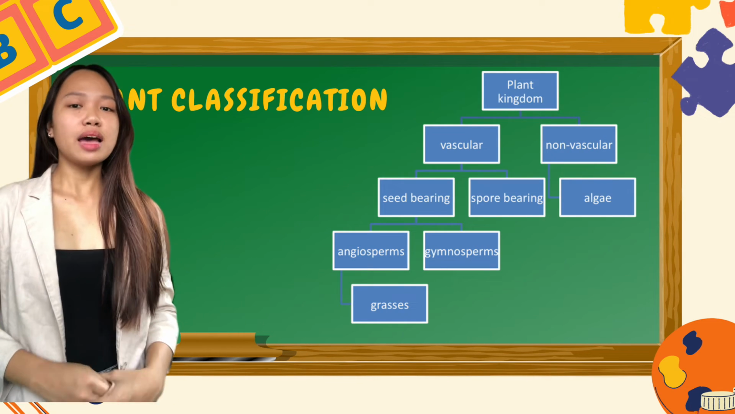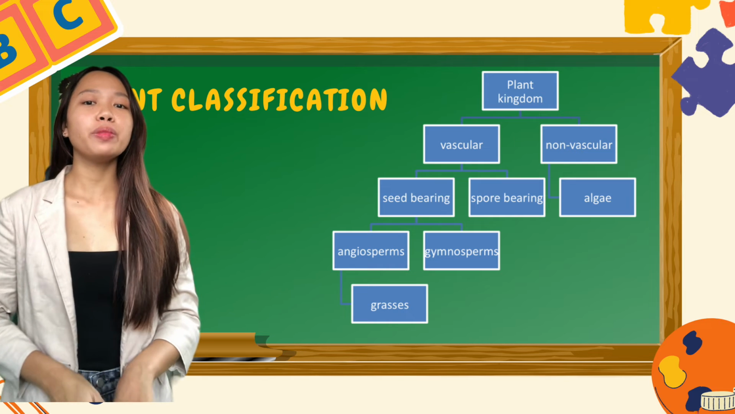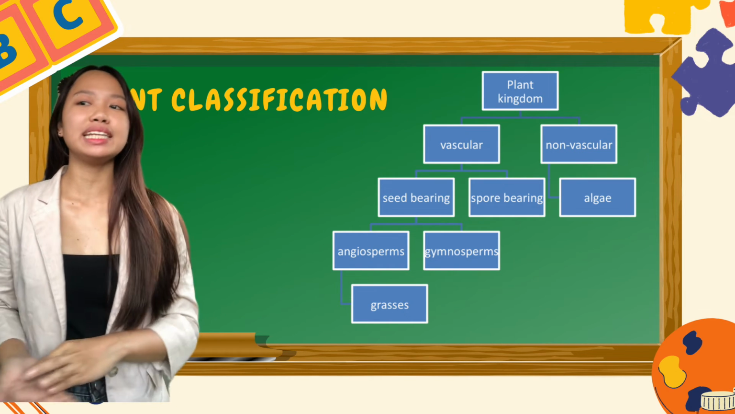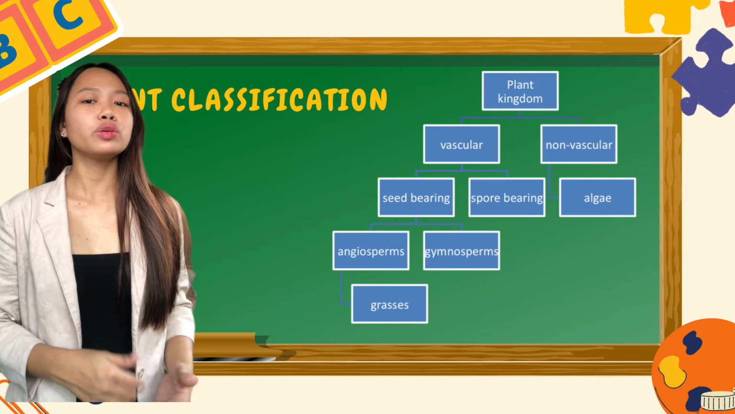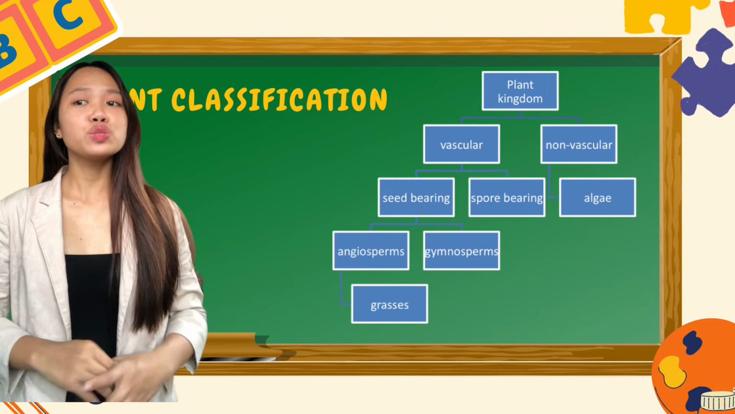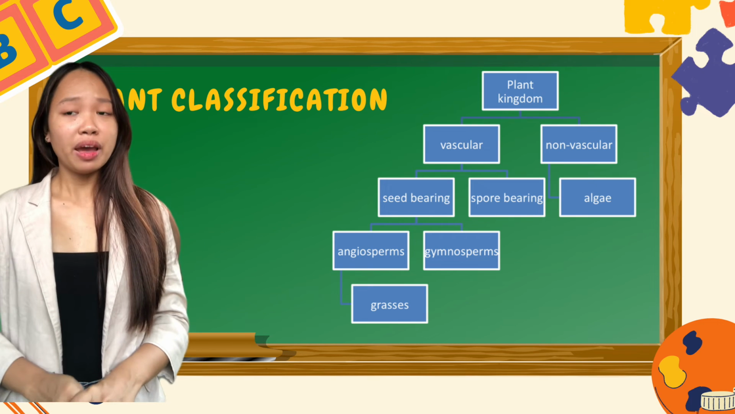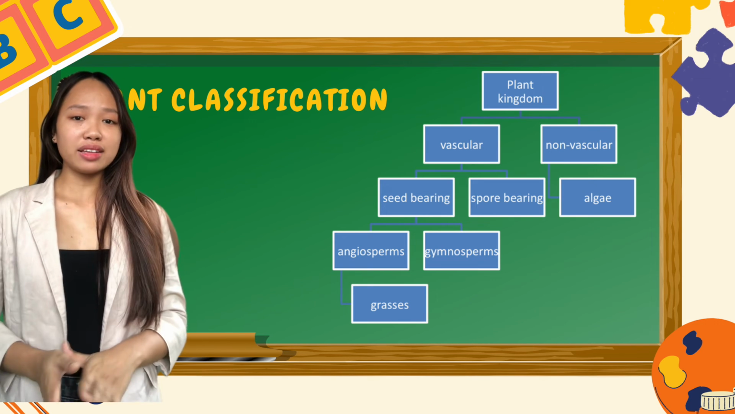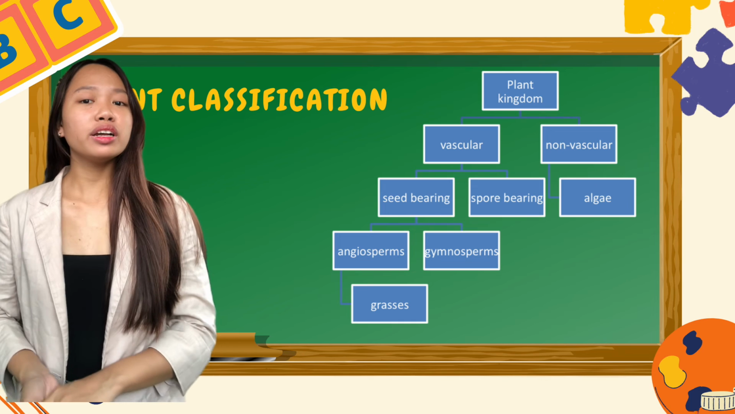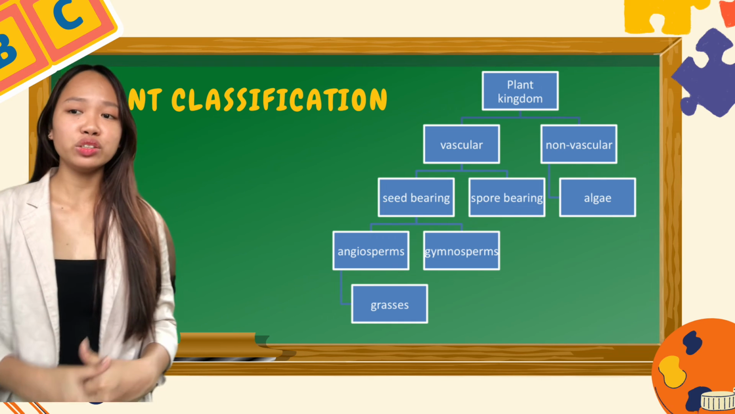This is an example of plant classification. We have the plant kingdom. We have the vascular and the non-vascular. Under the vascular, we have the seed-bearing and spore-bearing. Under the seed-bearing, we have the angiosperm and the gymnosperm. Under the angiosperm, we have the grass. And under the non-vascular, we have the algae.